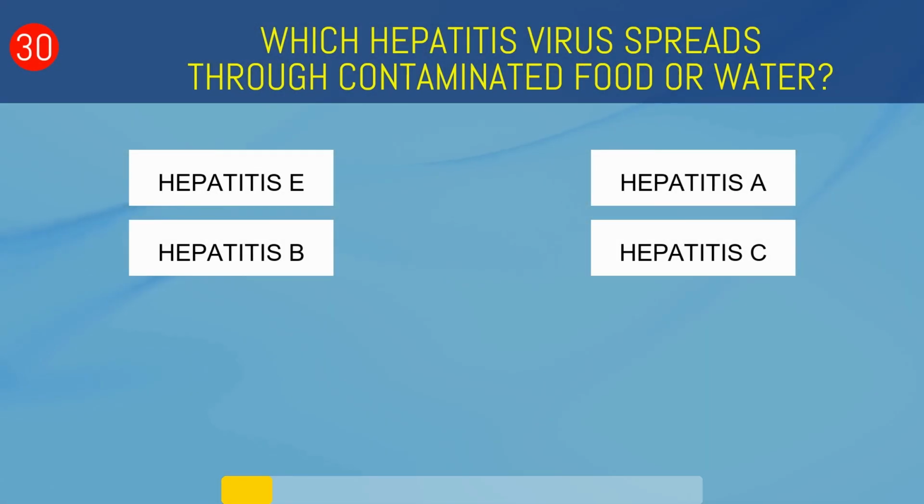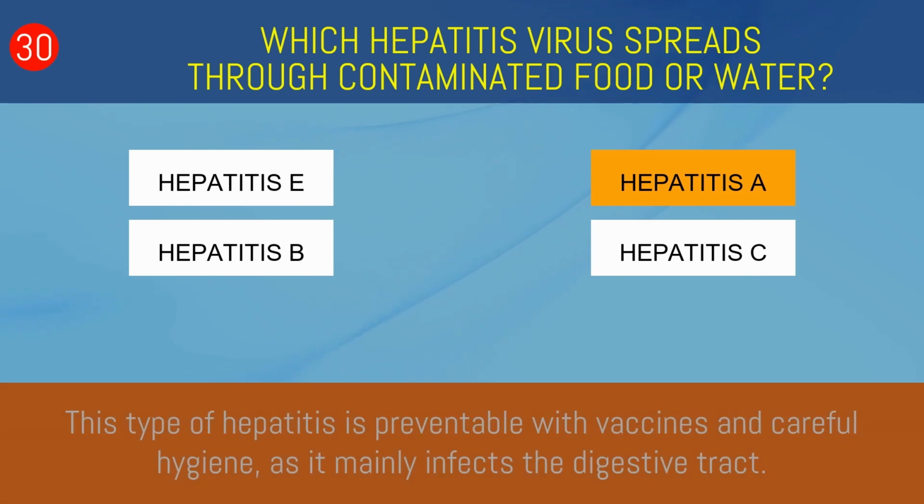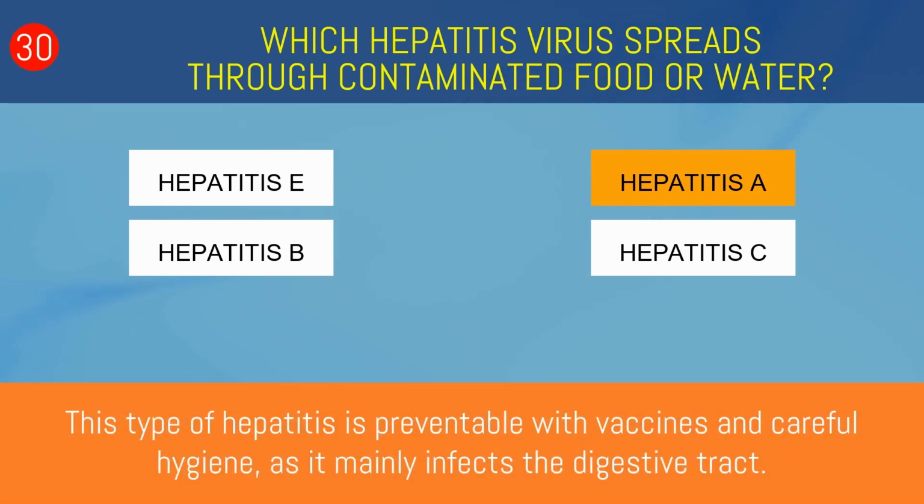Which hepatitis virus spreads through contaminated food? Hepatitis E, hepatitis B, hepatitis A, or hepatitis C? Hepatitis A. This type of hepatitis is preventable with vaccines and careful hygiene, as it mainly infects the digestive tract.